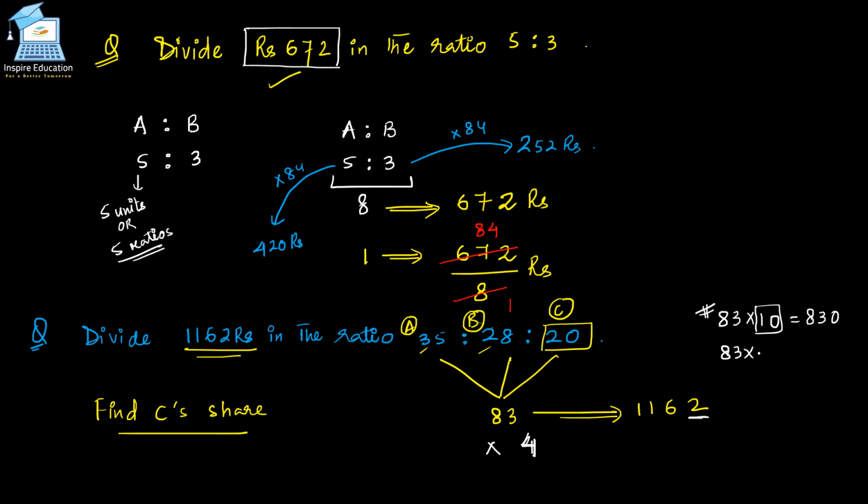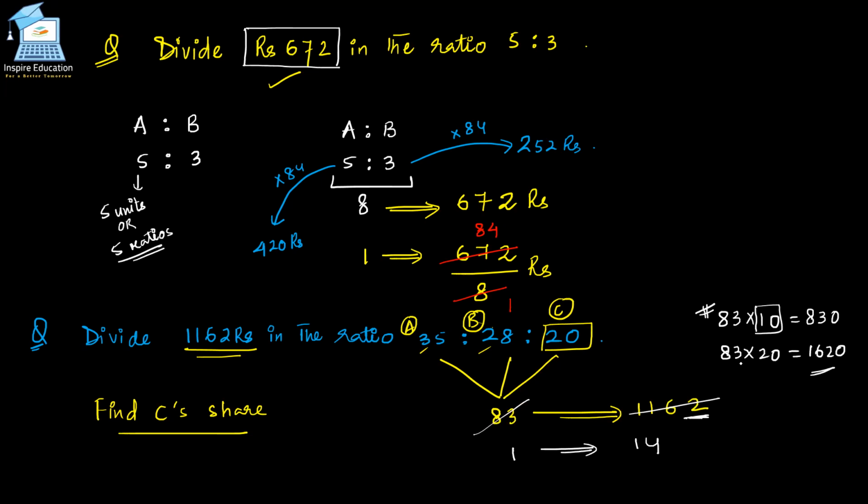If I take 83 into 20, we will cross the number. We will get 1620. So the number is something between 10 and 20, and I want a 4 at the last of the number, because 4 into 3 will give me 2 at the last. So what is the number? If I cut it by 83, how much will it be? 14. 14 times.